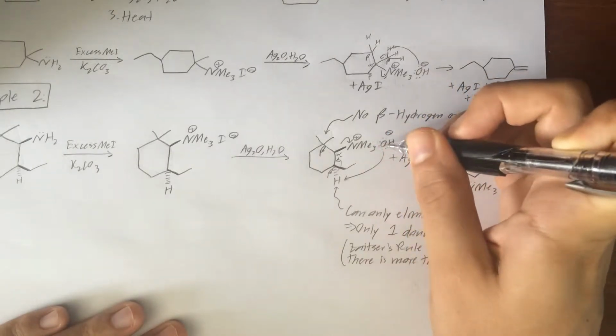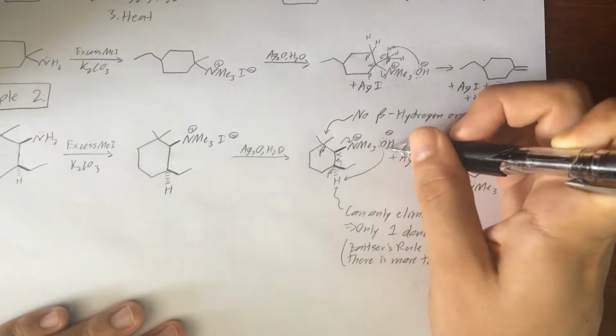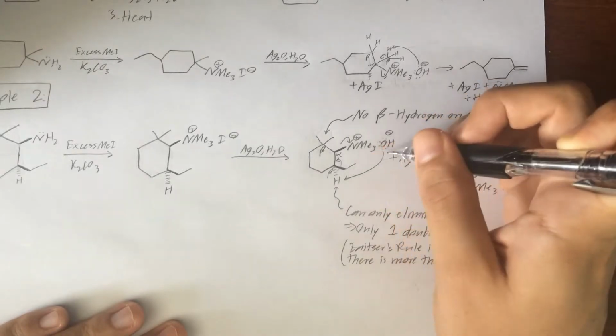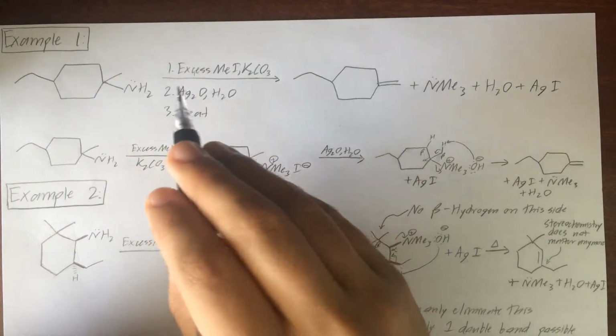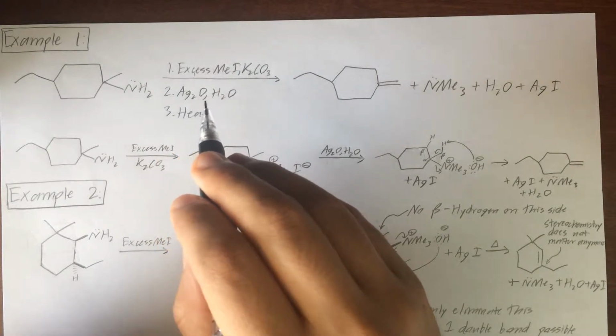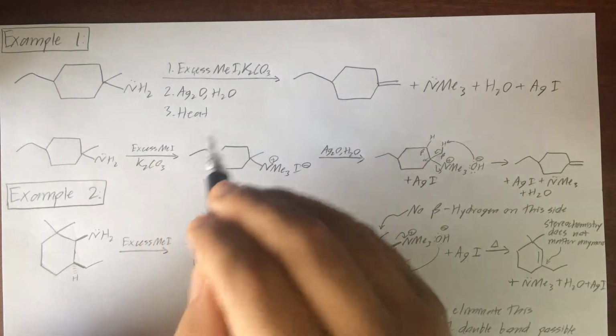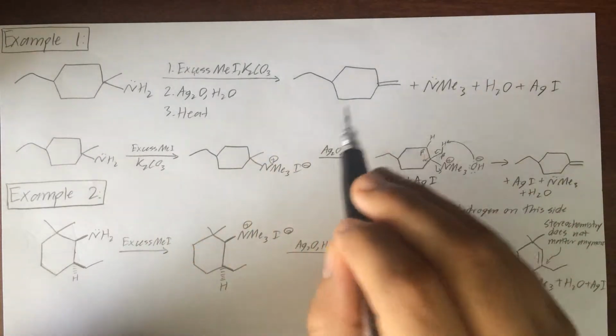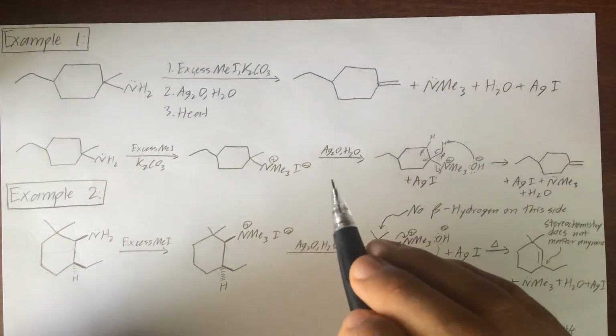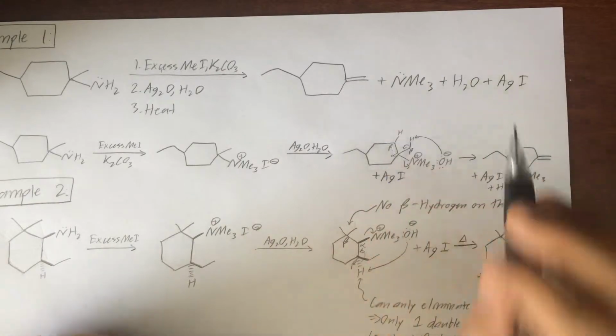Okay, so this negatively charged oxygen atom has lone pairs, and one of the lone pairs is going to attack. Now in the second step, you add Ag2O as well as H2O. And in the third step, you add heat. And as a result, like in this case, you form the least substituted double bond, and these are your side products.